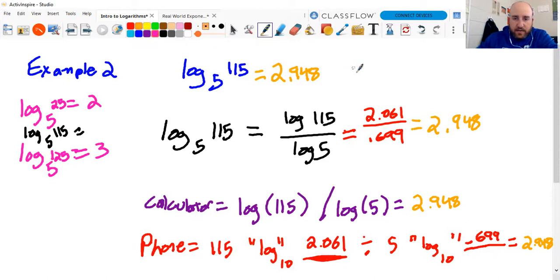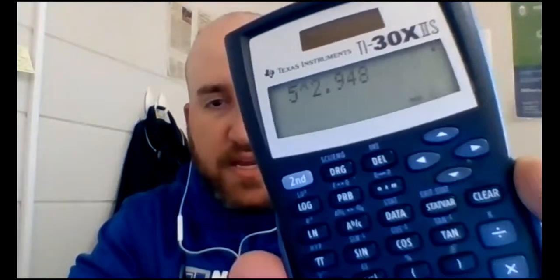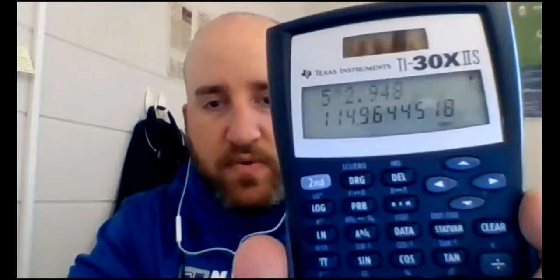All right, so if we do our check, we're gonna do 5 to this power. So 5 to the 2.948 power. Again, we knew the last one, 2 cubed, was equal to 8, but to do my check now, I actually want to do 5 to the 2.948 power. So again, we just got done doing some exponential functions, so I guess I'll show them both in here real quick just to be safe. So 5 caret 2.948. So there's that one. I'll hit equals just so y'all can go ahead and see it. 114.96.